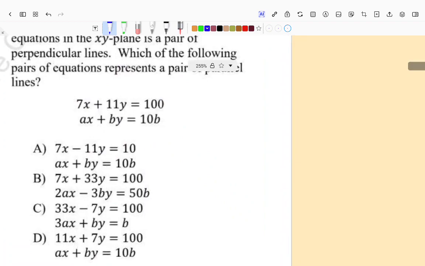Okay, the rule: if the line is given in this form, then the sum of the products of the corresponding coefficients before x and the corresponding coefficients before y should be equal to 0. I mean, 7a plus 11b is 0.